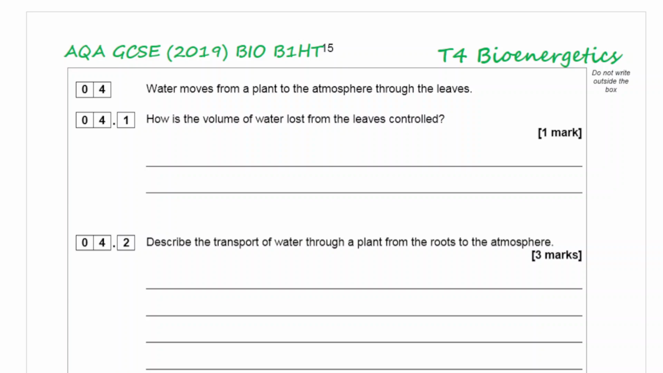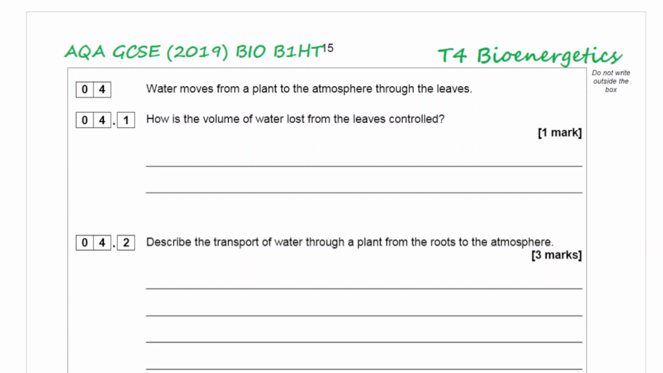In this video, I'm going to go through the AQA Biology Paper 1 Higher Tier from 2019. Question number 4 is on the topic of bioenergetics. Water moves from a plant to the atmosphere through the leaves. How is the volume of water lost from the leaves controlled?